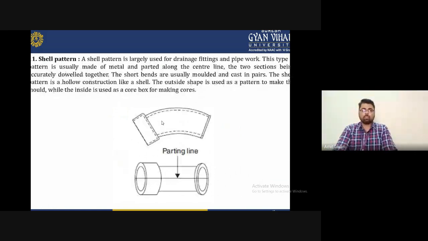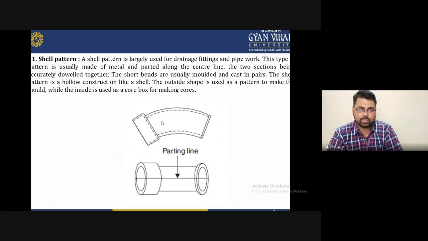And the 11th is the shell pattern. The shell pattern is largely used for drainage, fitting, and pipe work. This type of pattern is generally used nowadays for making pipes or circular sections, or for making tube wells, that is, pipes required for that type of application. This type of pattern is required for the construction of hydraulic structures when dams are constructed, and for multiple passes that join one pipe together with another pipe. So the shell pattern is largely used for drainage, fitting and pipe work.